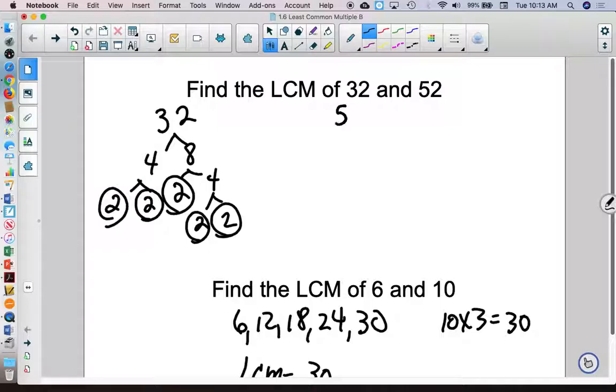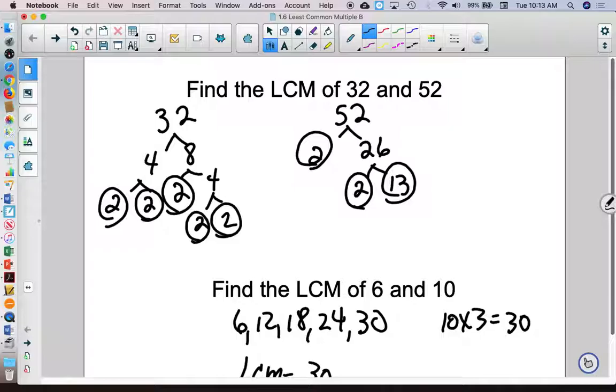52. 26 and 2. 2 and 26. I did 4 times 13. What are you going with? 26. 13 and 2. Okay. Now, I didn't tell you you had to use prime factorization. I said you gotta find, okay, I'm looking at this and I'm gonna have a party. Right there, I'm stopping.